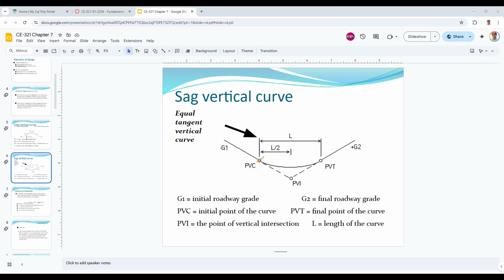What's the slope? The initial grade, right? The initial grade that you're starting your curve with is the slope there. That's G1. So that's why we can say that this B parameter will always be equal to the initial grade on the tangent, the initial grade on the parabolic equation.